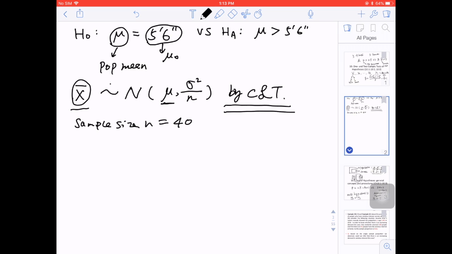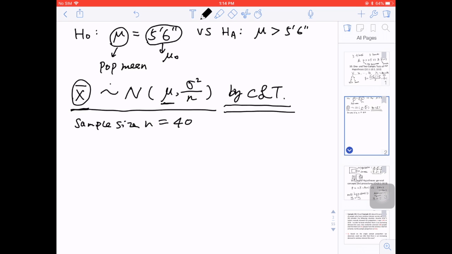In this case is the height of a molecular dose. All right, so I'm going to use this distribution information of x bar to decide which side is correct.